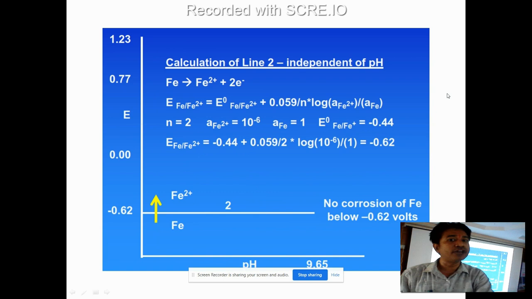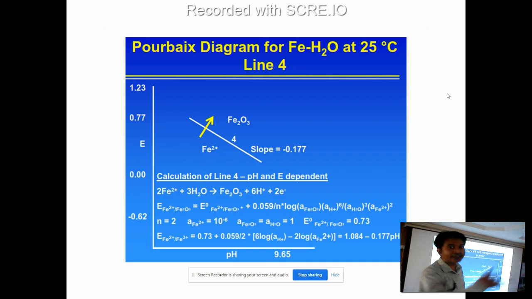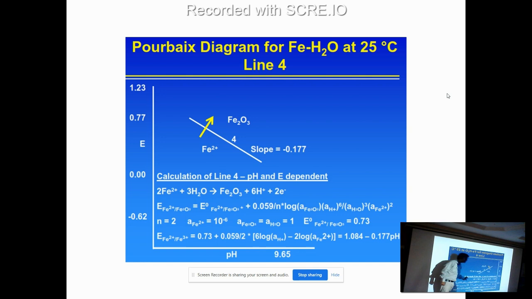See, calculation of line 2. Line 2 is the bottom line, so this line. That is the immunity zone line. So now they have calculated. Look at the same thing. See, E equals E naught plus 0.05, and yesterday we discussed the Nernst equation. So you get a relation, and they can plot a sloping line. See, sloping line, pH and E dependent. Is it not? See, potential is varying, pH is varying. So E and pH are dependent.